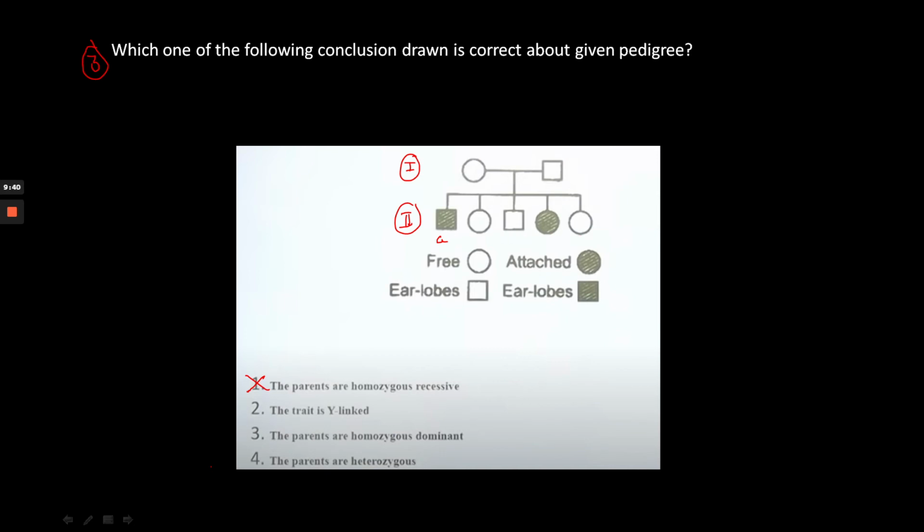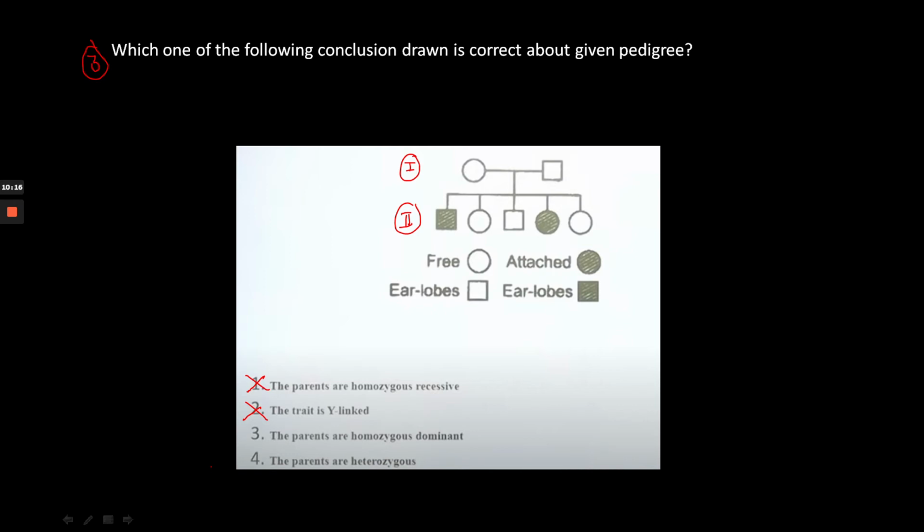So let us go ahead with the second statement. The second statement says the trait is Y-linked. Well, in the case of Y-linked, the disease always gets passed on from the affected male to the affected son. But here the son is diseased, but the father is unaffected. So it cannot be Y-linked.